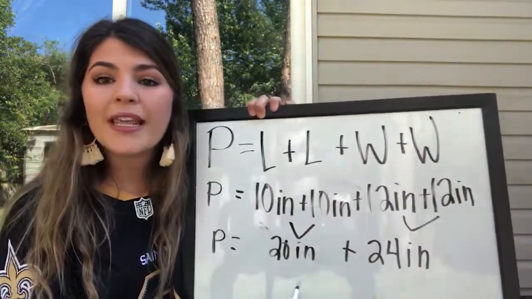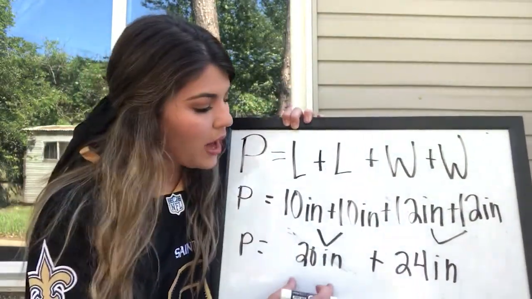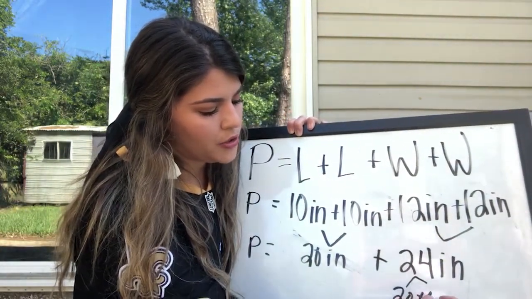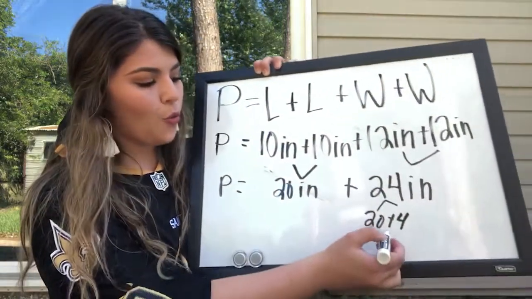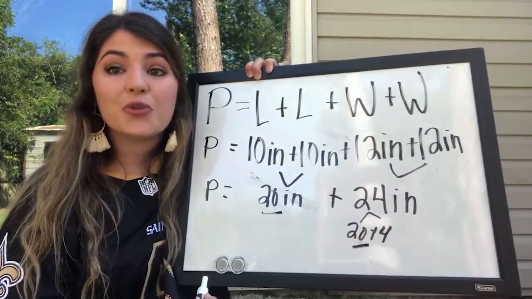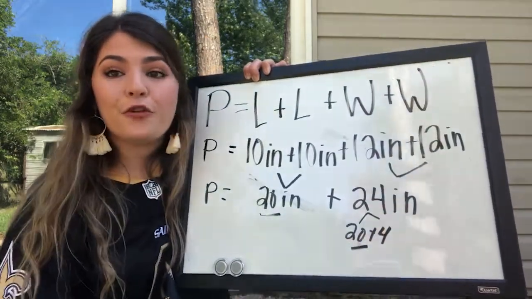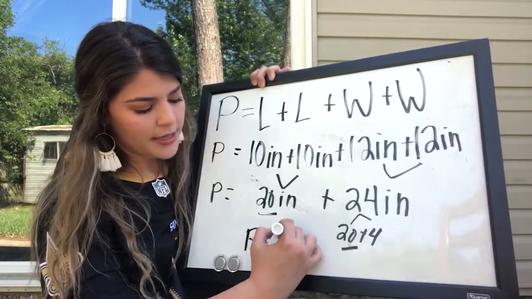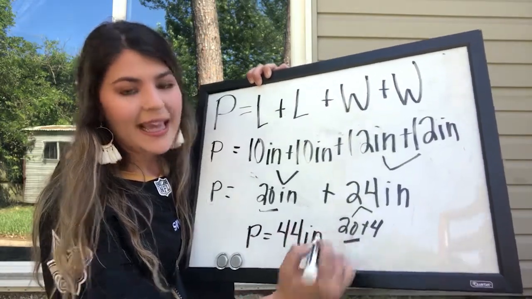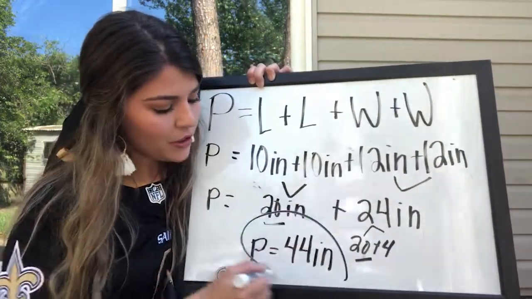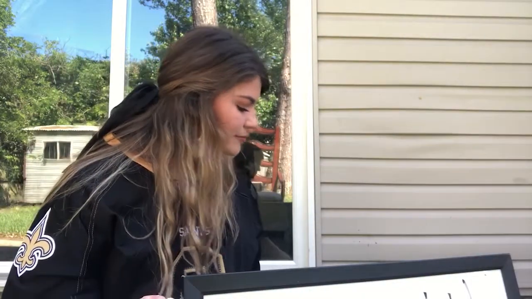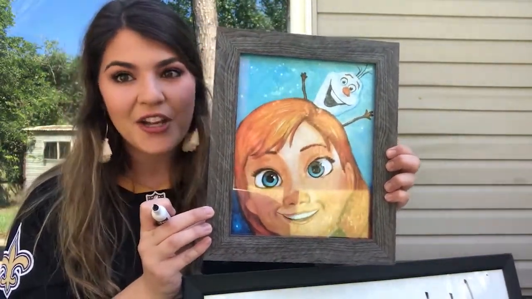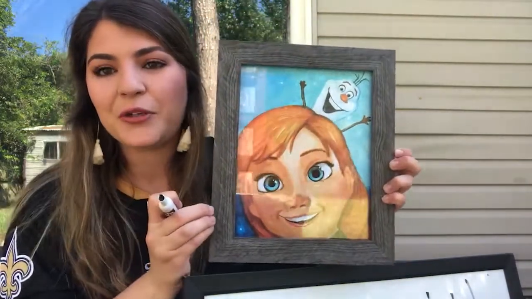Okay, now I have 20 inches plus 24 inches. Well, I know that if I break 24 inches into 20 plus 4 inches, I know that 20 plus 20 is equal to 40 inches, and 40 plus 4 is equal to 44 inches. So my perimeter is 44 inches. So the perimeter of my picture, or my picture frame, is 44 inches. So now I know how much snowflake border I can put around my picture frame.